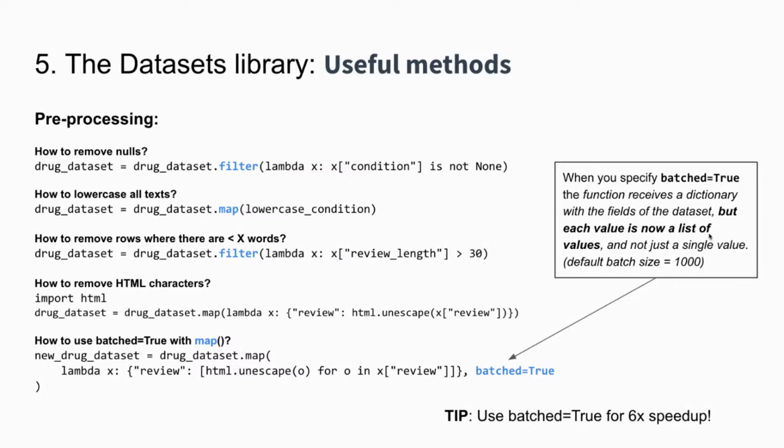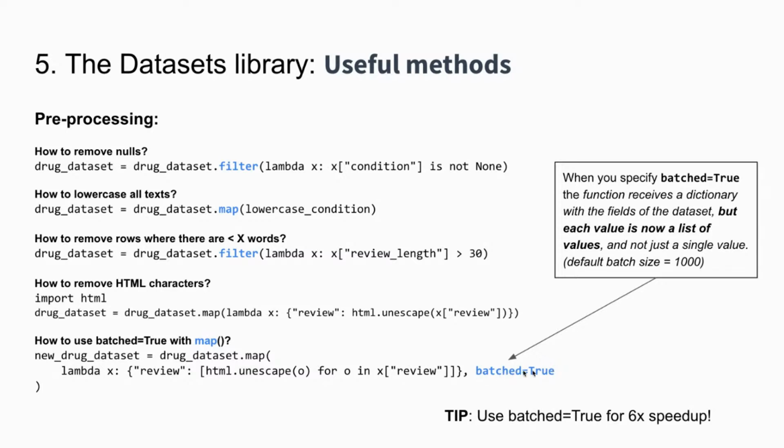It's going to pass in a dictionary. By default, it's 1,000 examples at a time. The dictionary is going to have, let's say, 3 attributes: ID, text, and label. You're going to get a dictionary with those 3 keys, and for each key, it's going to have the values of all 1,000 examples that are passed in. So how you access the examples and work with your data is going to be a little bit different when you use batched equals true.